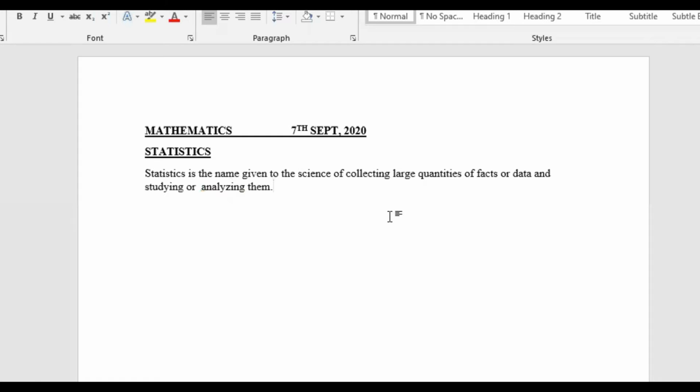All right, so I'm going to give you a minute quickly to take down this definition here for statistics. Indicate to me when you're finished, and then we're going to look at examples or diagrams.